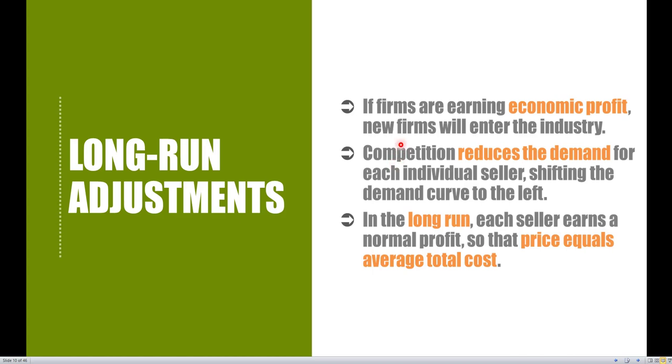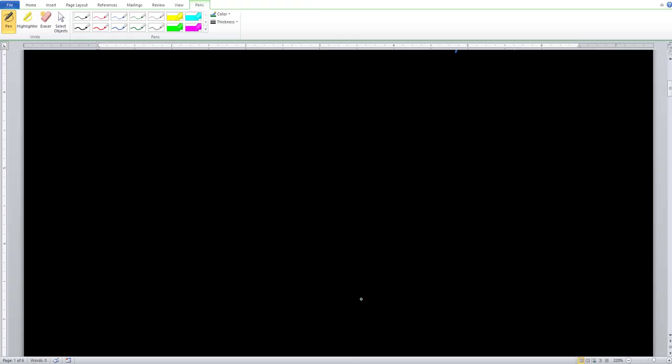As there's more competition, as demand is going to decrease, it's going to shift the demand curve over to the left, and in the long run, every single seller is going to be earning a normal profit, so that price equals ATC, or average total cost, and that is exactly where we're going to be resting in our long run equilibrium. So let's go ahead and do this transition both ways, and we'll see exactly what this looks like graphically. So take a look at the long run transitions.